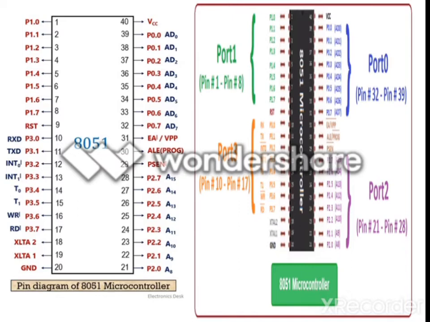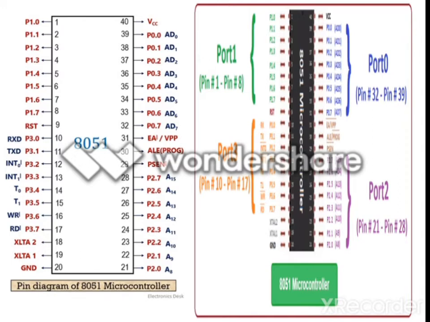RxD means receive data, TxD means transmit data, then 2 interrupts, INT0 and INT1, then 2 timers, timer 0 and timer 1, then the write function and read function. Okay, that means port 3 is used as simple input output plus these controlling pins.